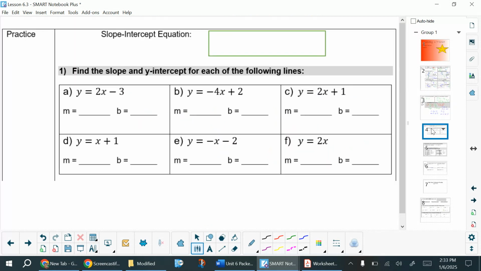Okay, flipping over to the back, take a second and write down your slope-intercept equation from the other page, and then we'll move on. Okay, so you should have written down y equals mx plus b.